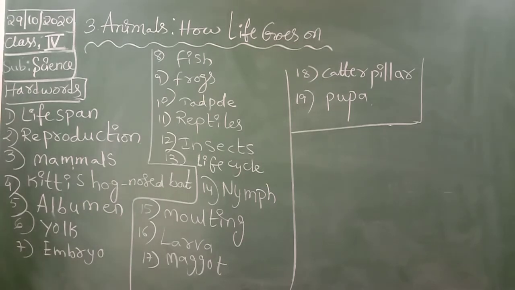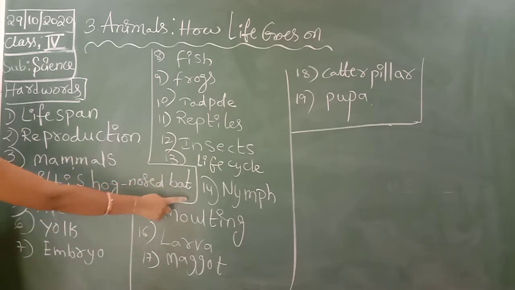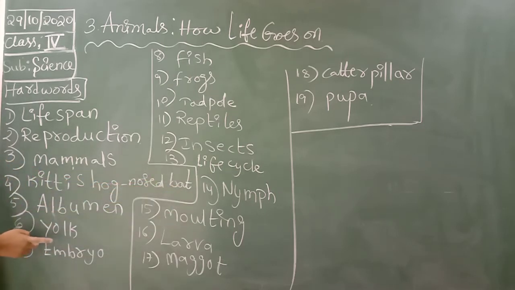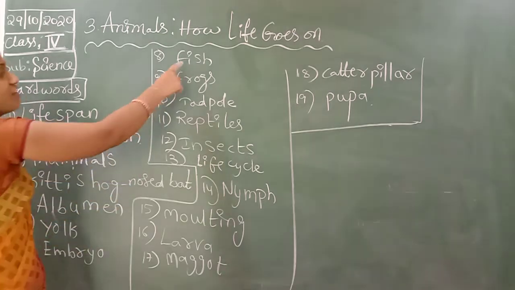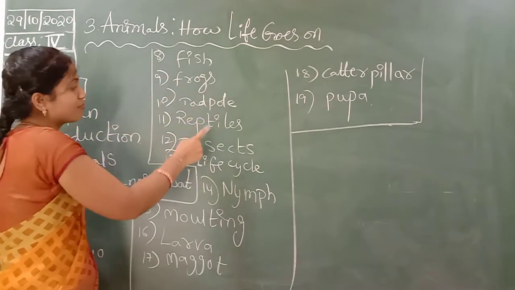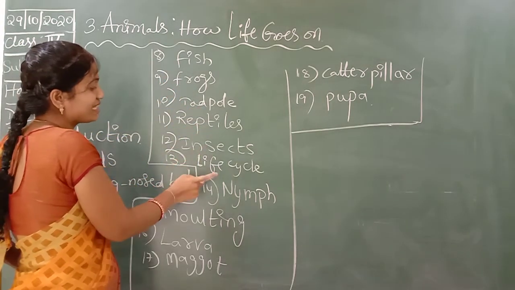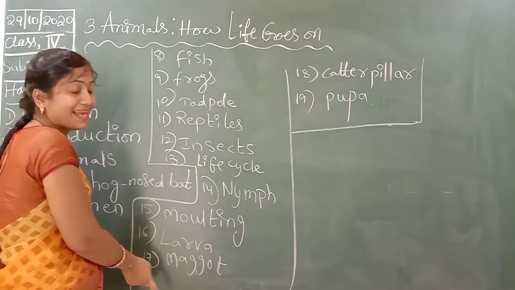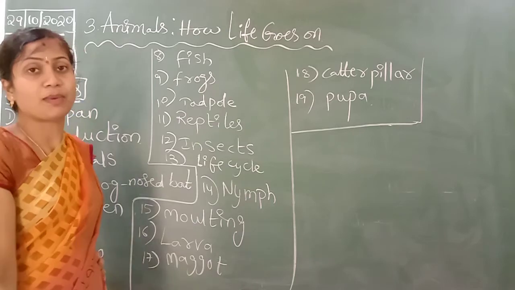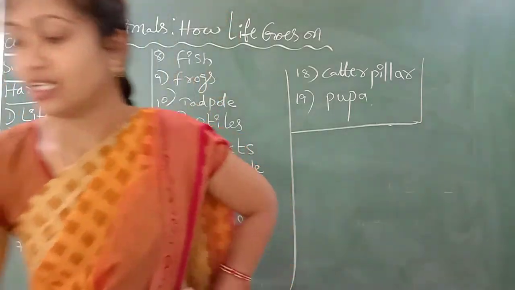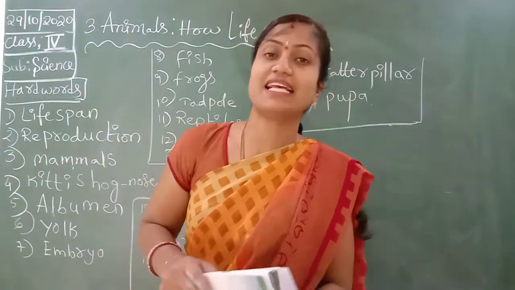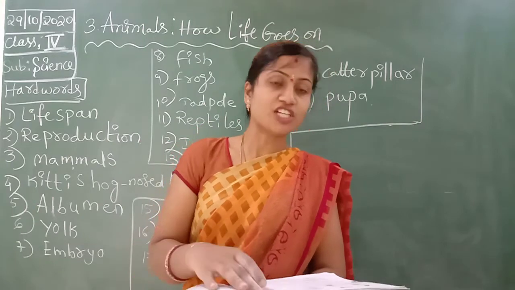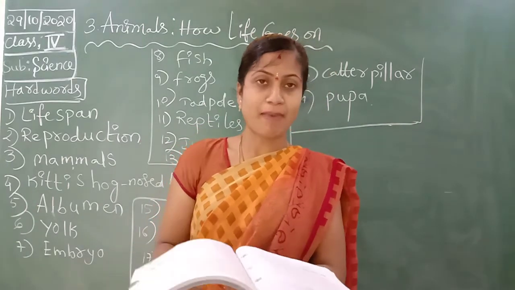Okay, see children once. Lifespan, reproduction, mammals, Kitty's hog-nosed bat, albumen, yolk, embryo, fish, frogs, tadpole, reptiles, insects, life cycle, nymph, molting, larva, maggot, caterpillar, pupa. These all are hard words. You have to learn them with the spellings, okay? Next, words to know.